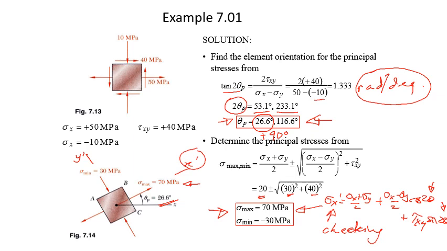So if you put these values, for example, sigma x, sigma y, tau xy, and the angle 26.6 times 2, you will get 70 megapascal. So this assumption is right. But in certain cases, it goes to the minimum value instead. So you have to check. Okay?